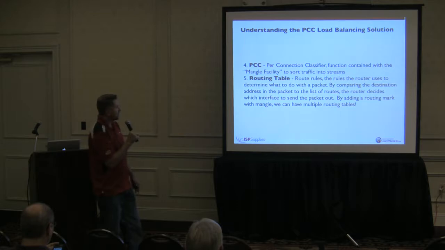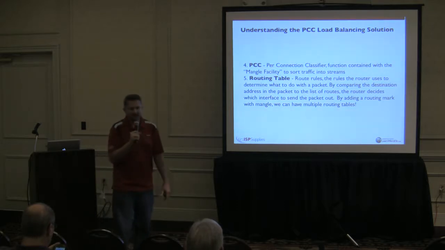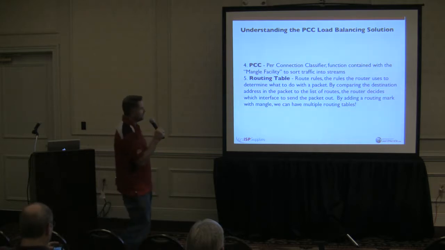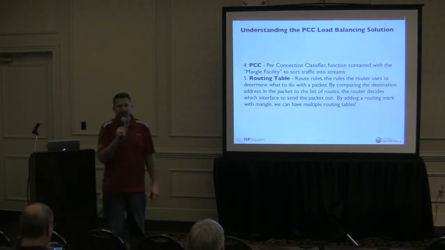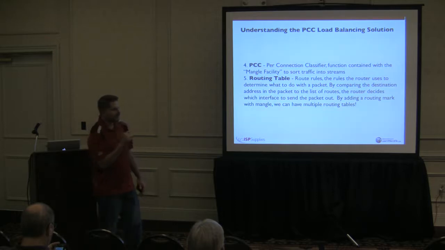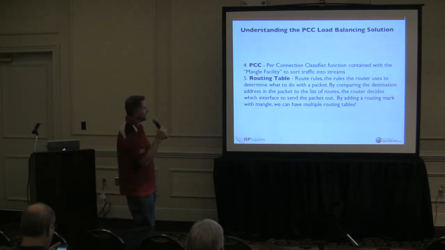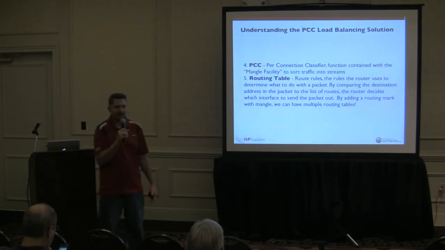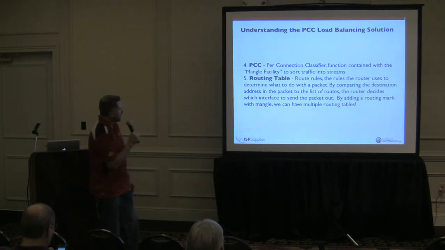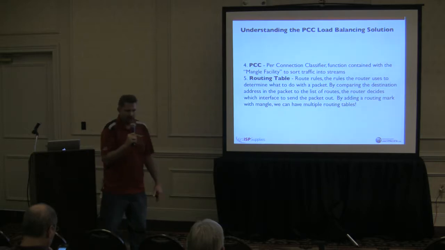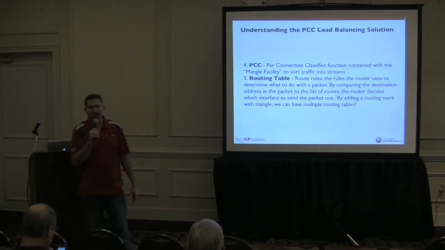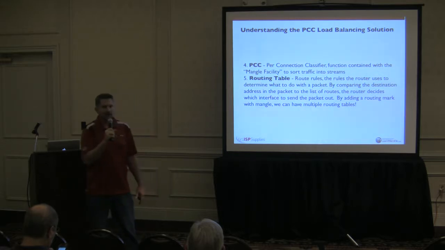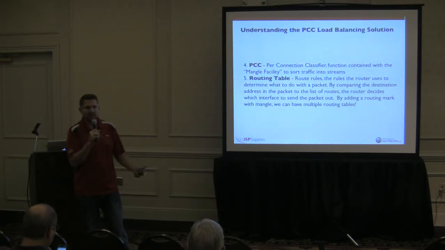And number 5, the routing table. The routing table is a list of rules that the router uses to determine which interface it's going to send a packet out of. So when a packet arrives at the router, it looks at the source and destination address, and then it compares those to the routing table and makes a decision where that packet needs to go. So one of the things that we can do with this mangle facility is put a routing mark on our packets and then have our packets follow a certain list of rules that are particular to that routing mark.